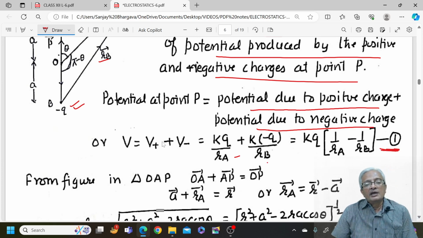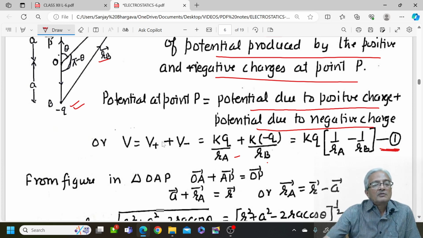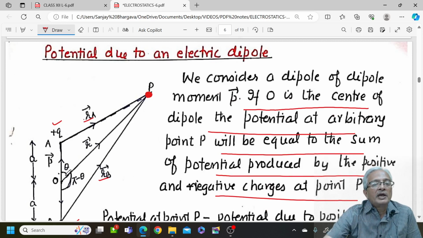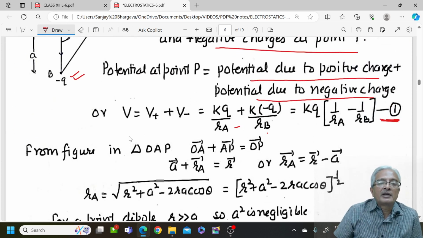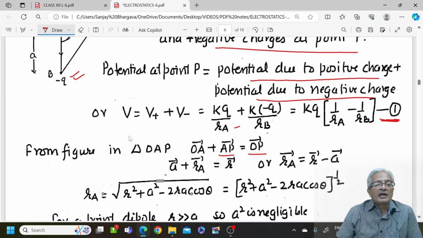Here, by the geometry of the figure, we need to calculate the values of 1 upon RA and 1 upon RB. So we pick up the triangle OAP. O to A and A to P are two sides of the triangle taken in order. Therefore, their sum must be represented by the third side taken in opposite order. So in triangle OAP, OA vector plus AP vector is equal to OP vector. OA is nothing but A. This is RA and this is R. Now I need RA. So RA can be written as R minus A.